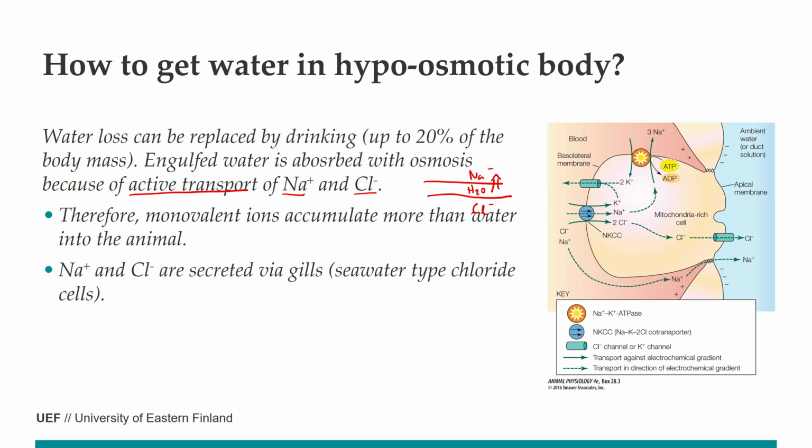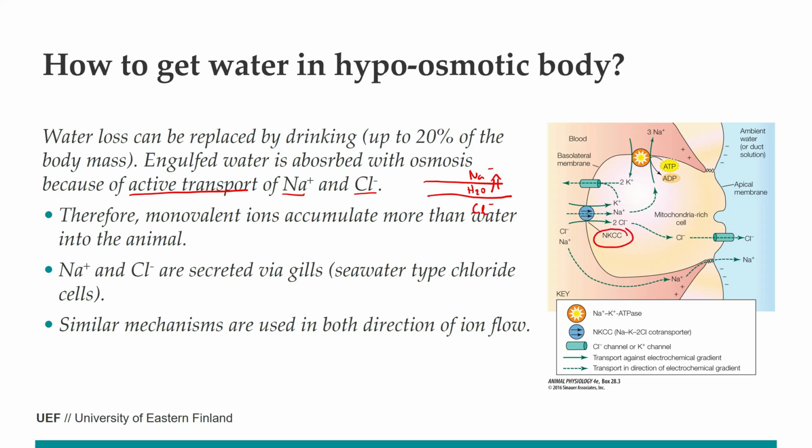And then they are using the chills to get rid of the sodium and chloride. In the freshwater animals, we were using the chills to uptake sodium and chloride, but now we are doing it in the opposite direction. And how we can do it is that we are using pretty much the same mechanisms. So we have sodium, potassium, chloride co-transporter, and then we have sodium, potassium ATPase. And with these mechanisms, we can then push out chloride. And in some cases, the sodium is flowing passively.